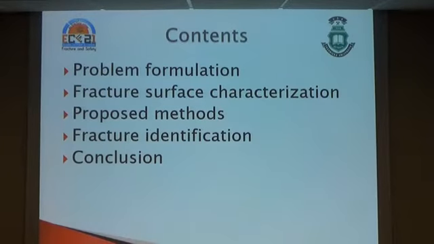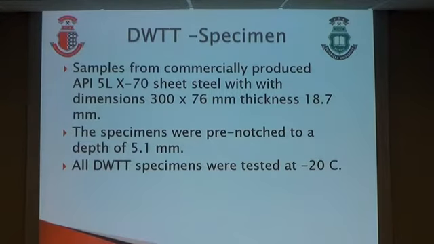So about my topic, I will spend a few words about my problem formulation, and then I will say some about fracture surface characterization. It will be done in two ways. I will use the fractal geometry concept, and I will use the normal vector characterization. Then it will be worked by two kinds of algorithm. One is a cluster algorithm, the other is based on a statistical or probabilistic approach, and then I will show some results about fracture identification.